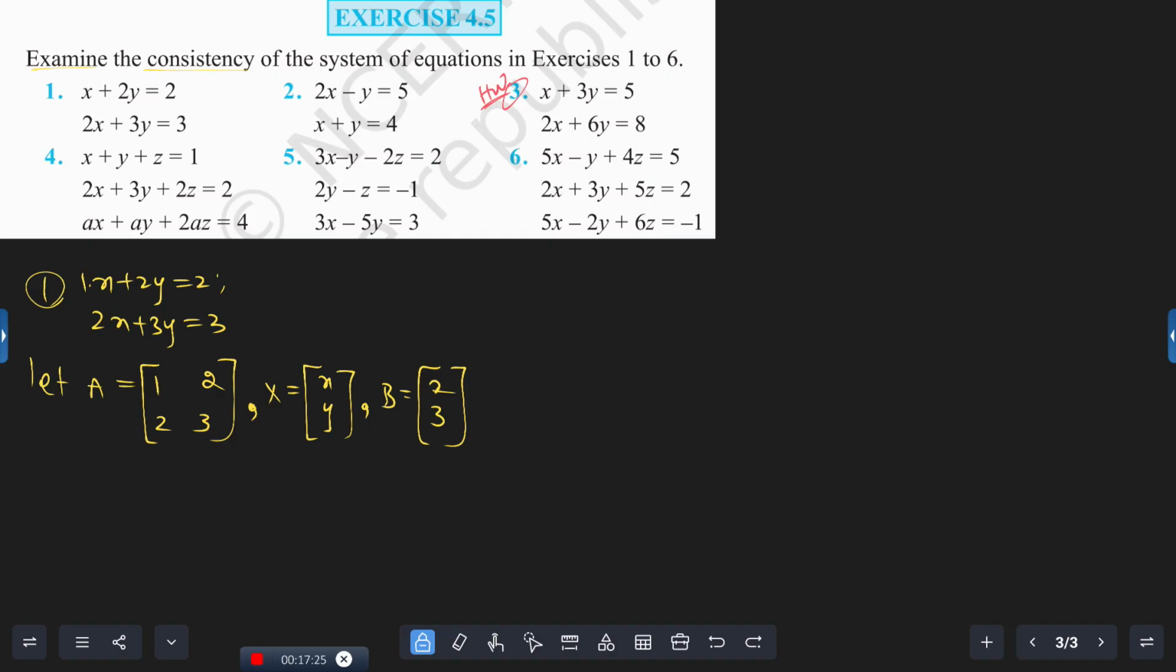Yeah, that's it. Now we'll be checking whether it is consistent or not. Determinant of A is equal to 1, 2, 2, 3. When you multiply, 1 times 3 is 3, minus 2 times 2 is 4, which is equal to minus 1, that is not equal to 0. Then what can we say? The system is consistent.